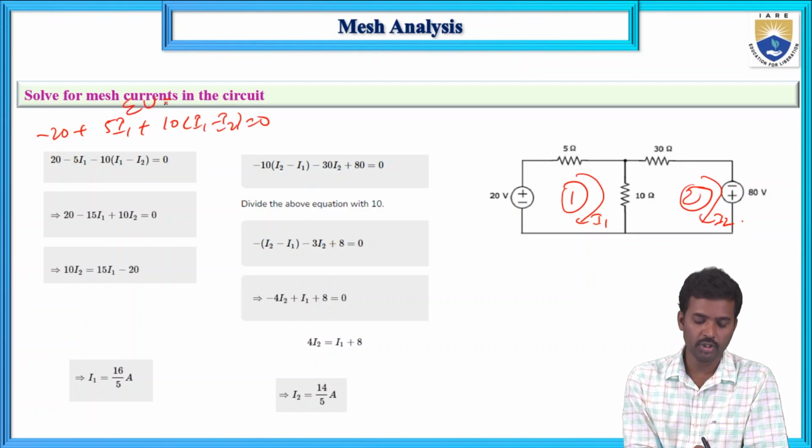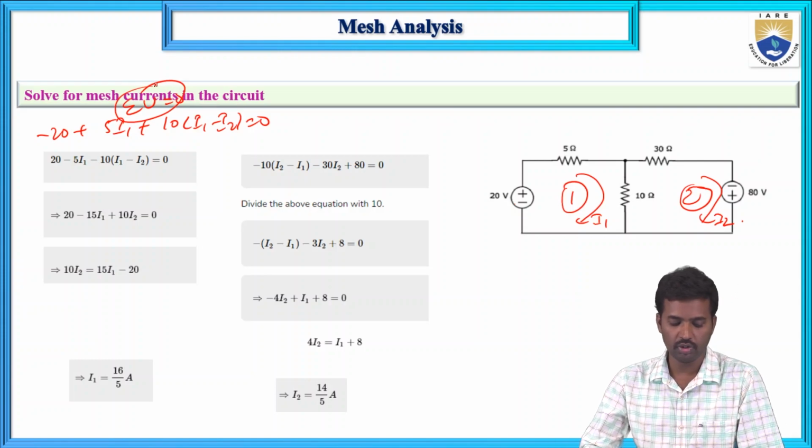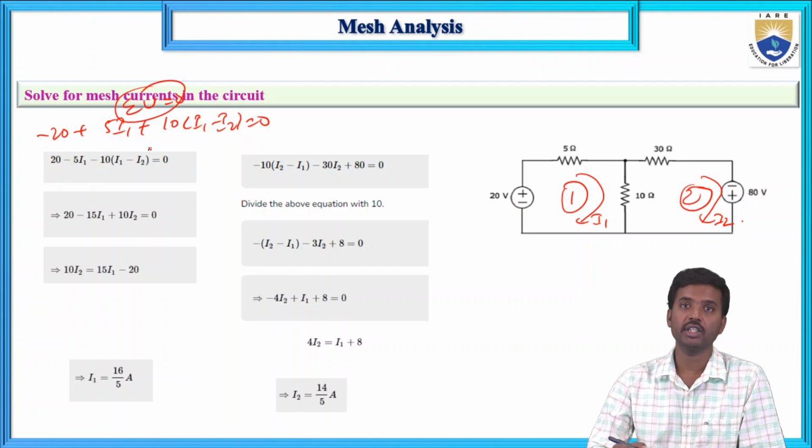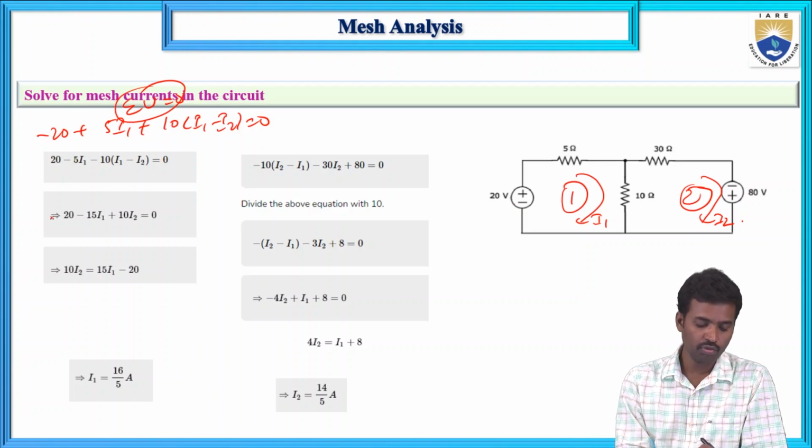If you apply the algebraic sum of total voltages in a loop equals 0, then that is 20 minus 5 I1 minus 10 (I1 minus I2) equals 0. Now if you simplify this one, minus 10 I2 plus 5 I1 minus 20 equals 0. That is equation number 1.